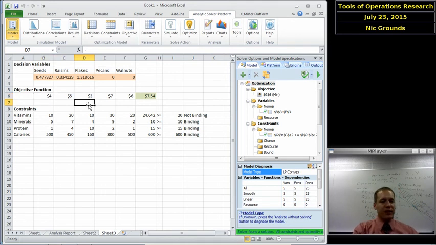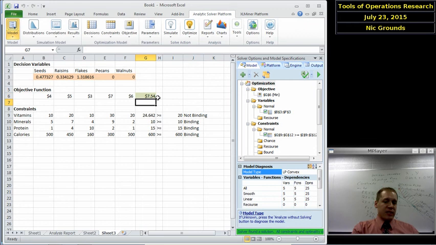Okay. So the pattern to the solution I would describe as use seeds, raisins, and flakes. Right. In this case, we're using flakes mainly. Okay. So 1.3 pounds of flakes for less than half a pound of seeds and about 1/3 a pound of raisins. Why? Probably because flakes are cheap. Right. They're the cheapest ingredient. We can get a lot of nutritional value out of just flakes.